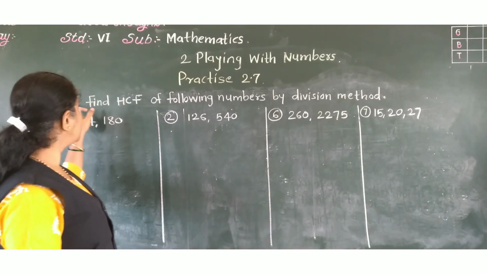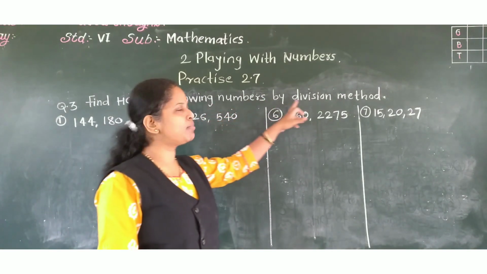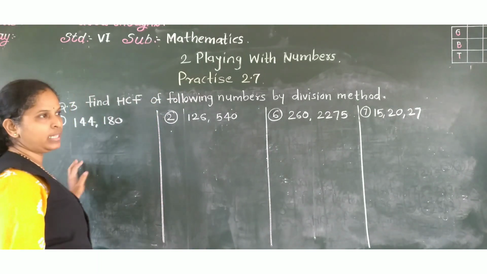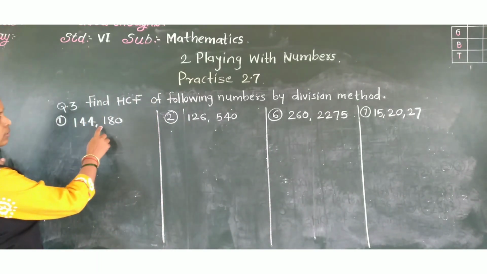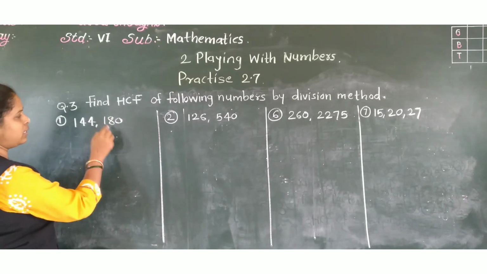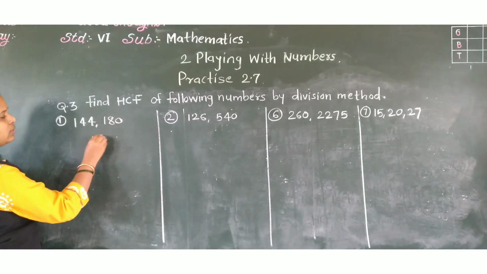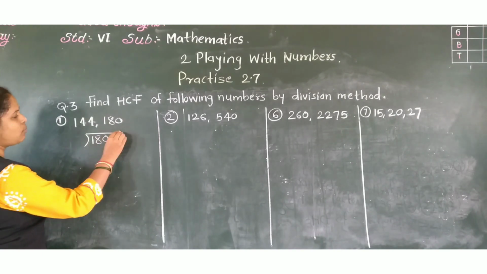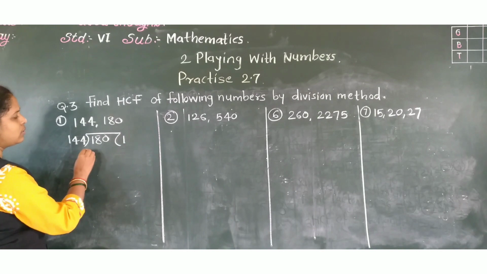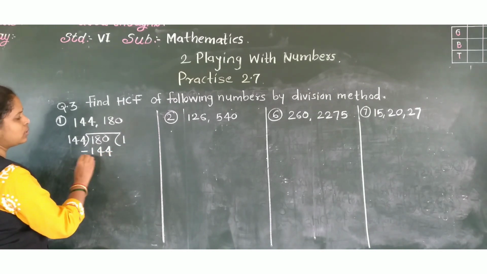Question number 3 is find HCF of following numbers by division method. Okay. Division method means what? In that we have to divide the greater number by the smaller. Now compare. This is greater number, so I will divide greater number by smaller number. Okay. So 144 ones are 144.